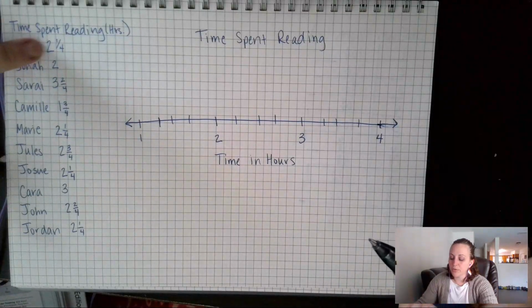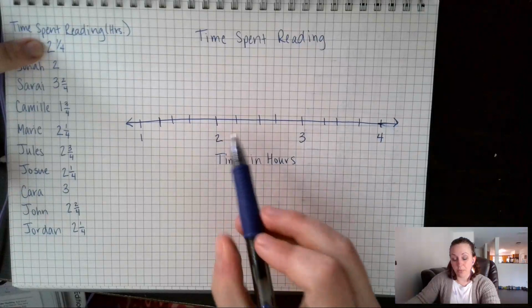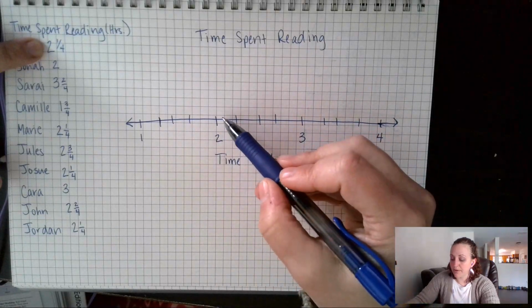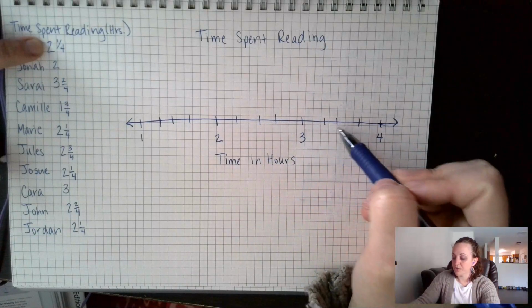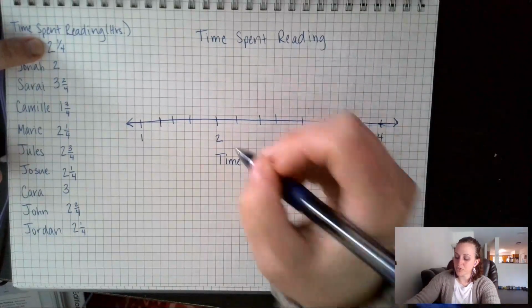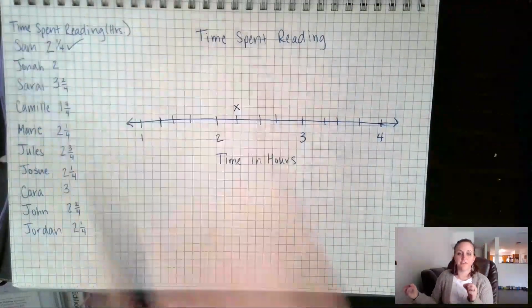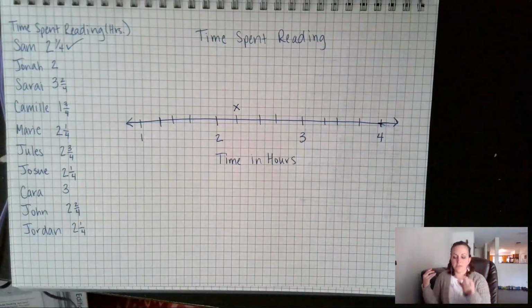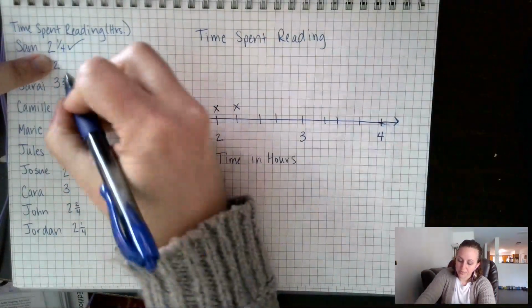So we have 2 1/4. Remember, this is going to go after 2, and if you remember when we did our PLG group, we talked about 1/4, 2/4, 3/4, a whole. 1/4, 2/4, 3/4, a whole, right? So 2 1/4 is going to go here. I'm going to use an X, and I always check it off after I use it, so that way I know, okay, I've taken care of that one. Here's 2, that's right over top of the whole number 2.